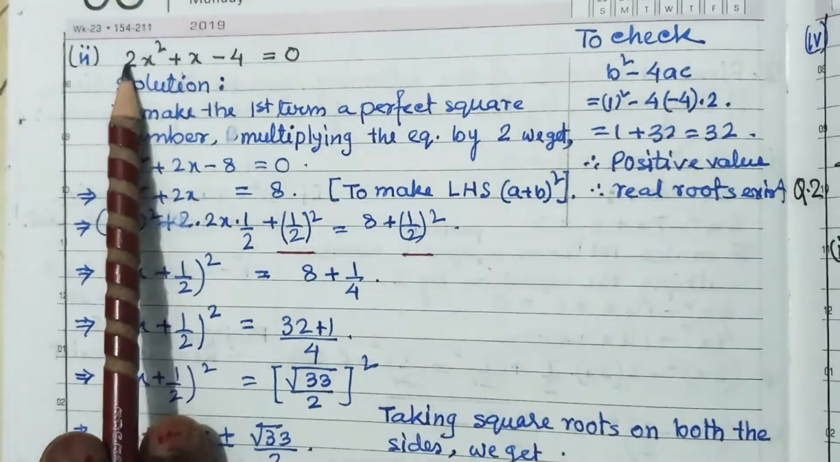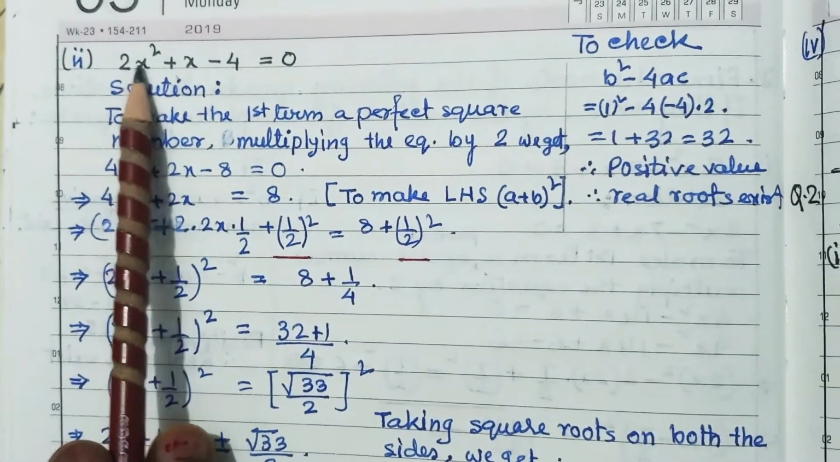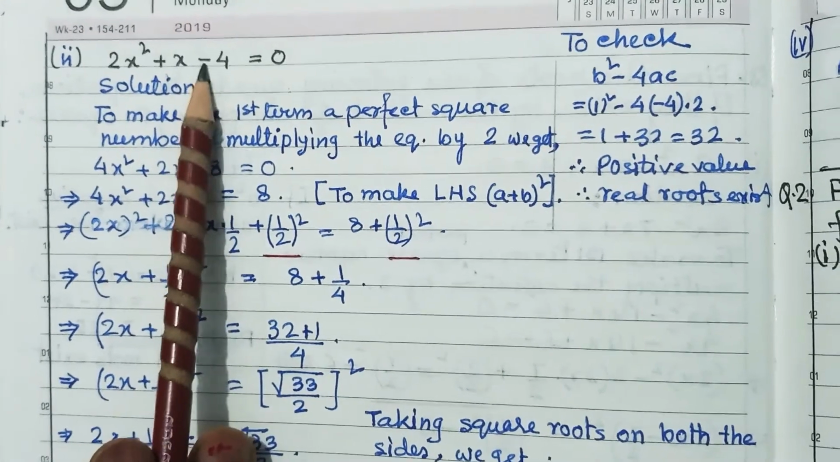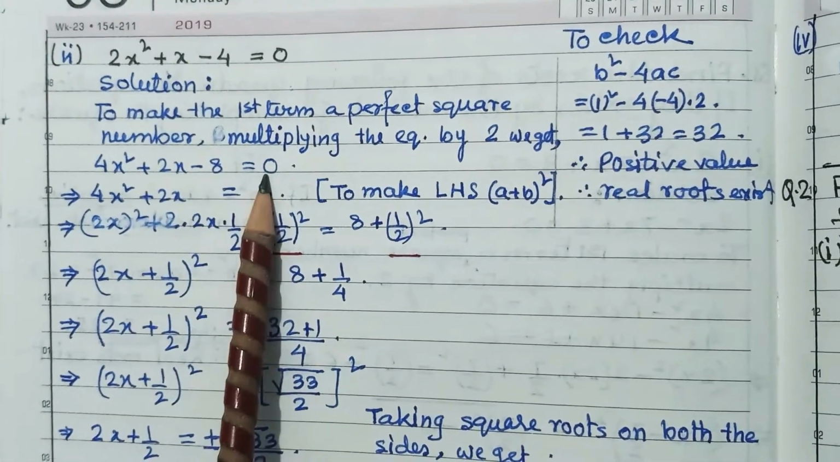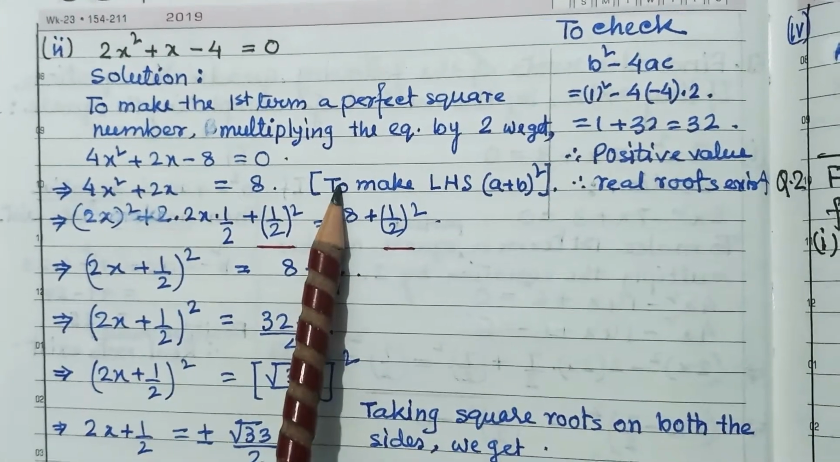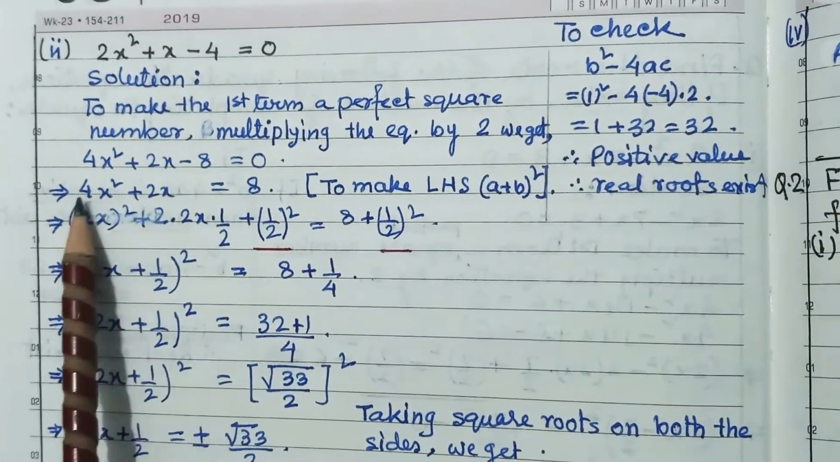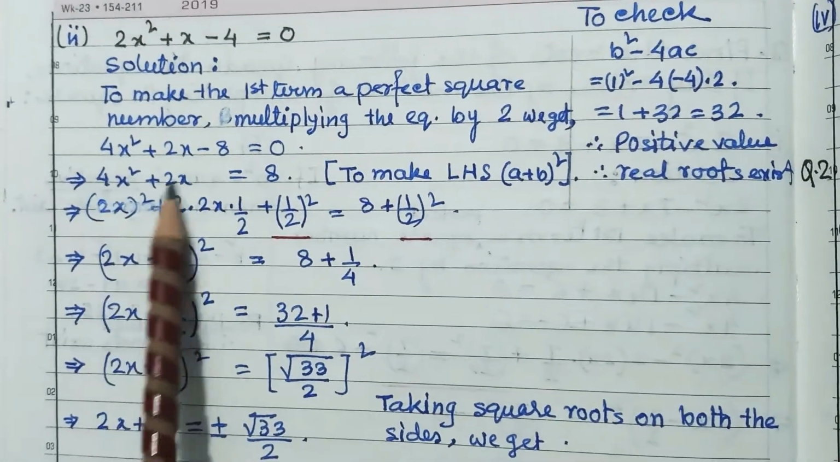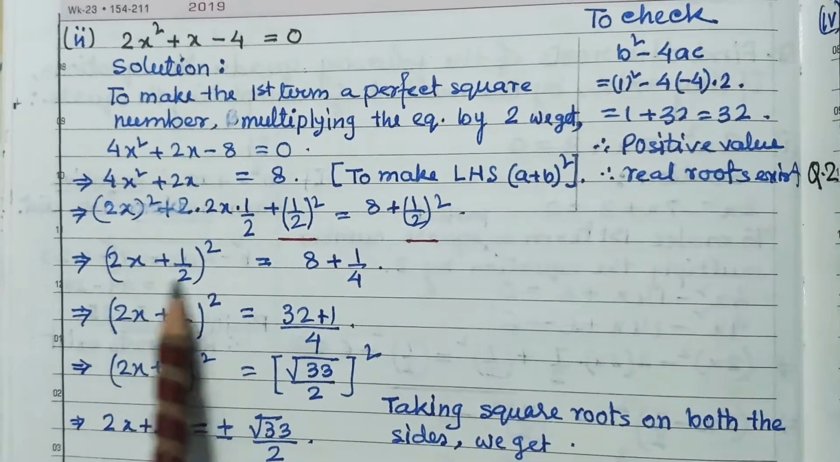So we have to multiply it by 2. 4x square plus 2x minus 8 is equal to 0. This one. Now again the number will shift to the right hand side and the x term will be at the left hand side. Same. Now on the left hand side we have to make it a perfect square.